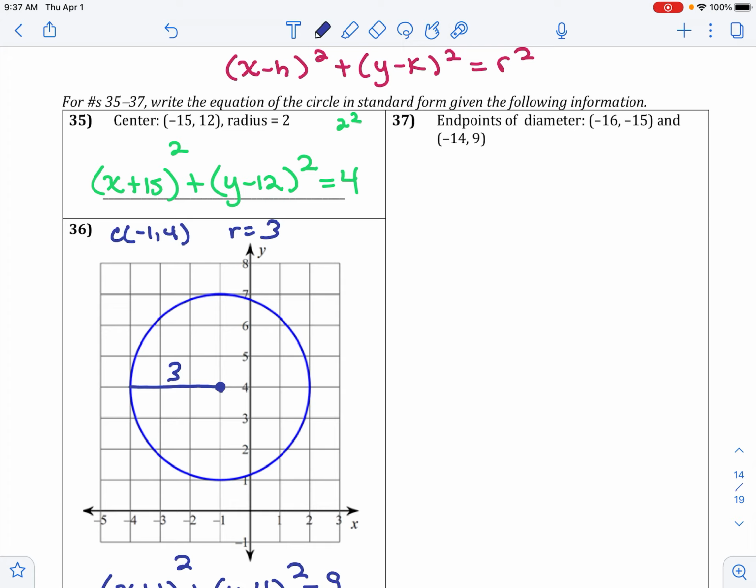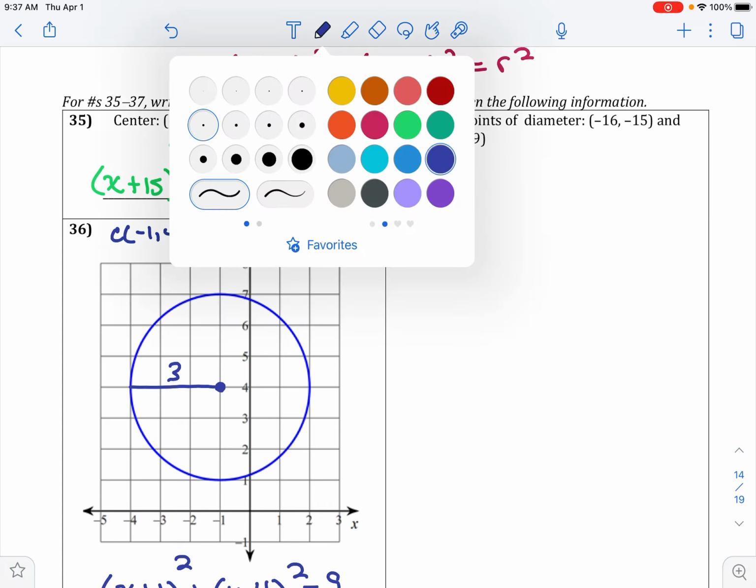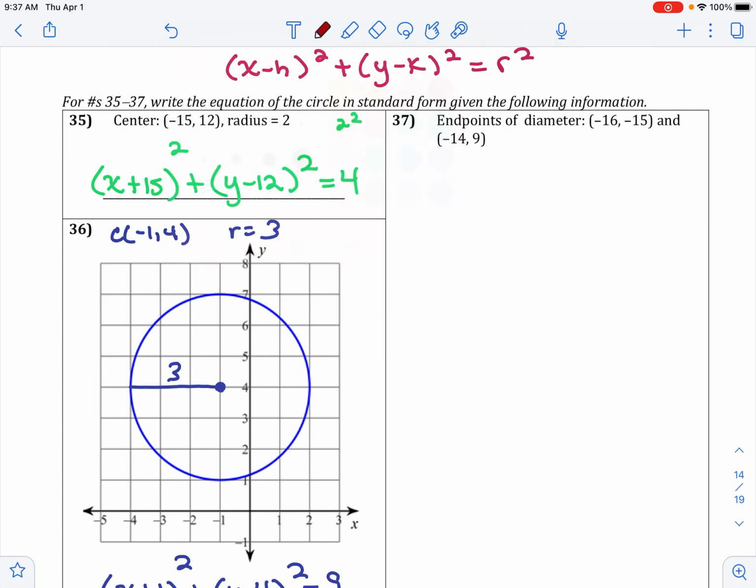When we get to 37, however, we have a little bit different situation. They didn't give us the center, and they also didn't give us a way to find the radius. So we're going to work through this one a little differently. They gave us the endpoints of the diameter. So think about where that would be. So endpoints of a diameter might be here and here, or it could be like here and here. So if they give you the endpoints of a diameter, you could use the midpoint formula to help you find the center of the circle. So that's what we're going to start with.